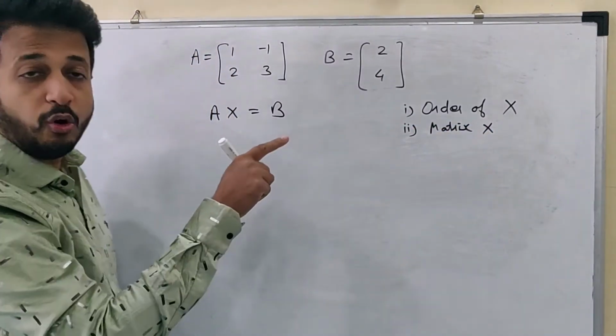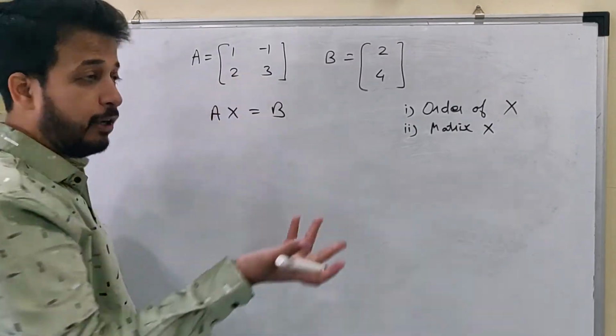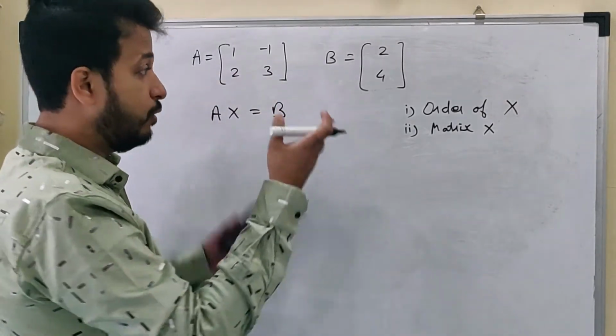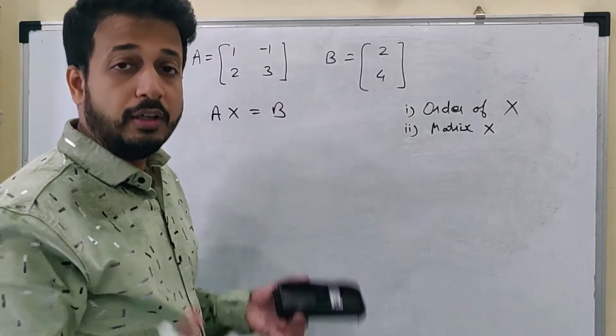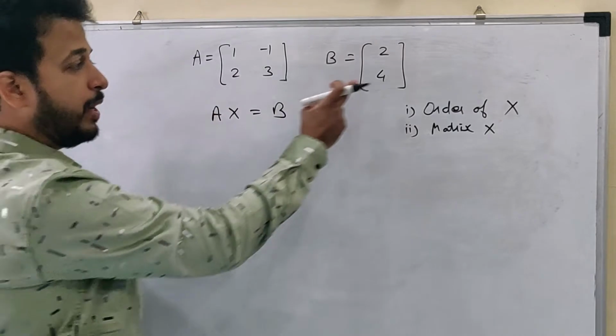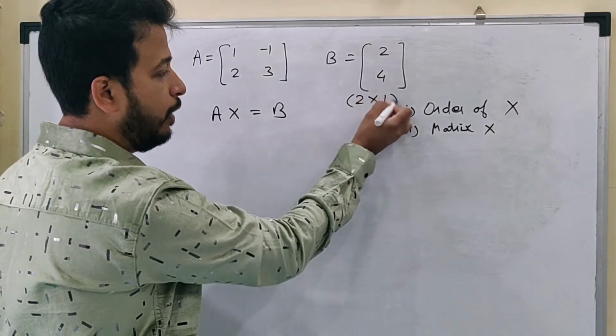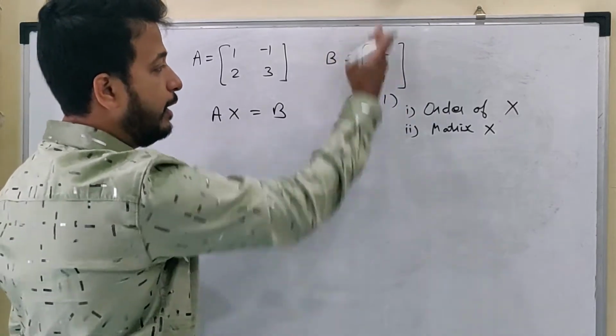Now how can we find the order of X? What can be the order? Is it 1 by 1, is it 2 by 2, is it 2 by 1, is it 1 by 2? What can be the order? Now how to find that? If you see, my order of B matrix is 2 by 1. It has 2 rows and it has only 1 column.